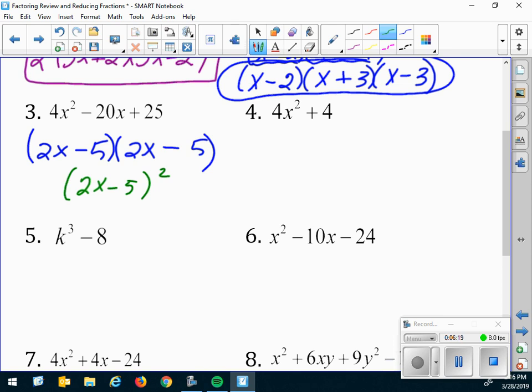Go to number 4. It's 4 times x squared plus 1. And then I say, self, am I finished? Will this x squared plus 1 factor? No, it won't. It's not a difference of 2 squares. It's a sum of 2 squares, and that won't factor. Done.